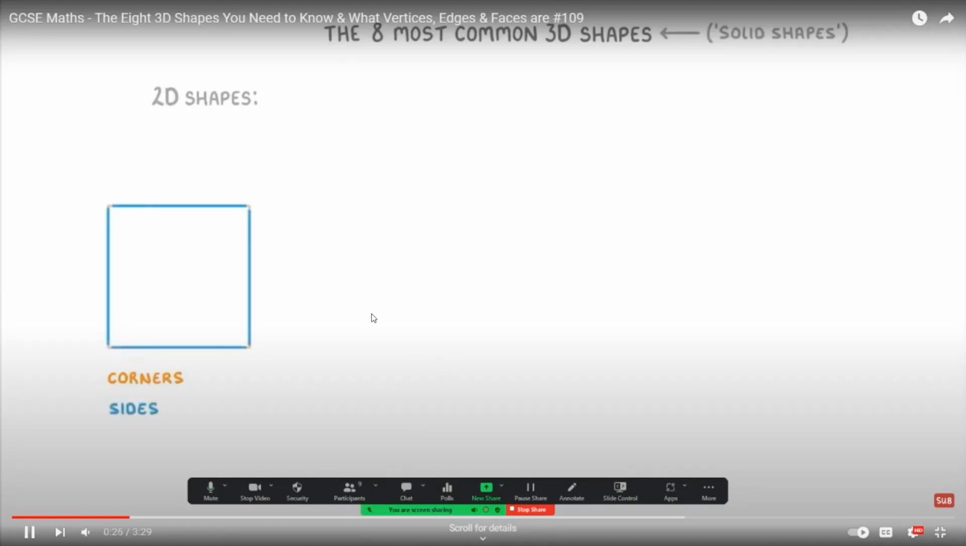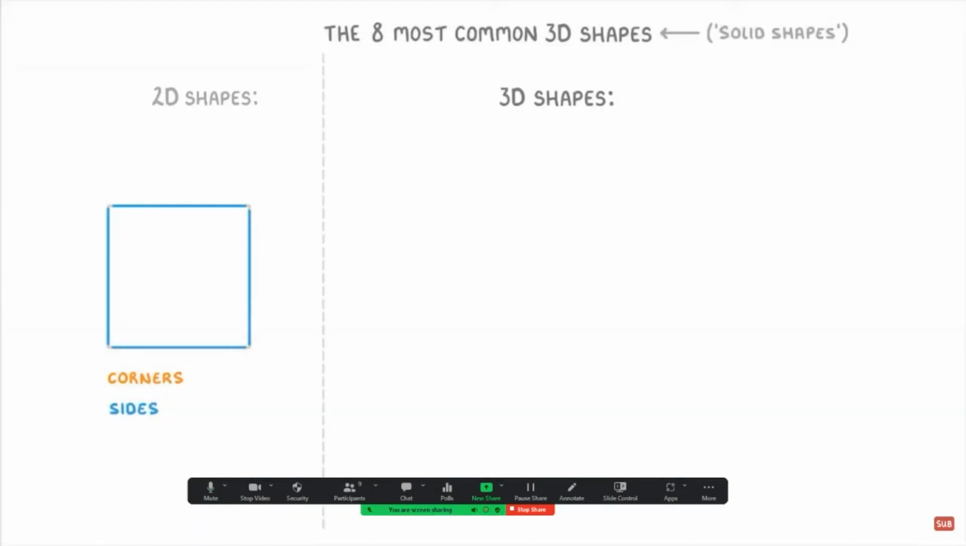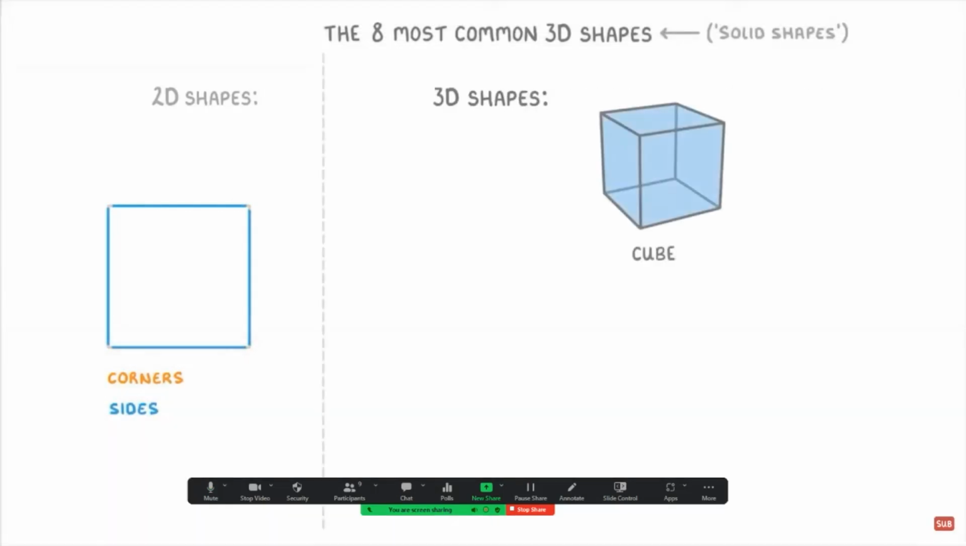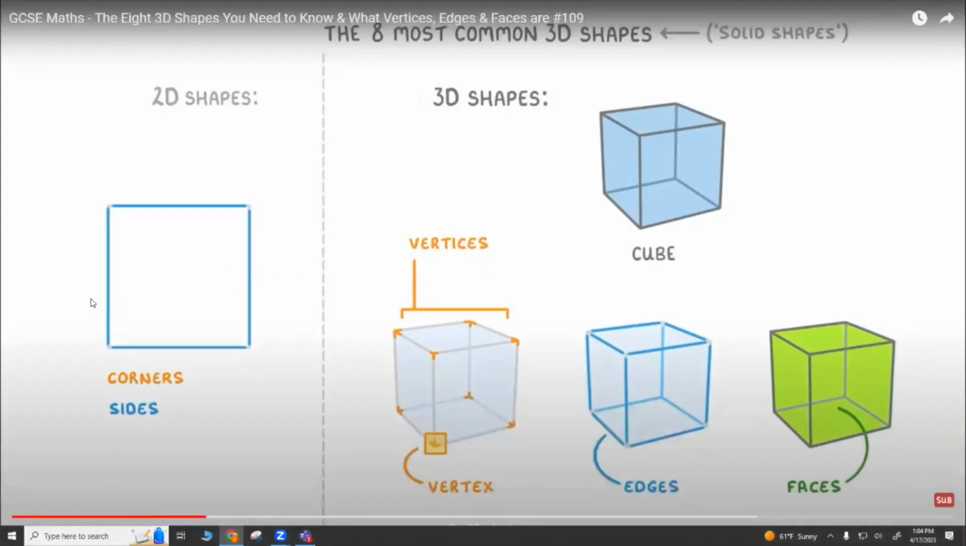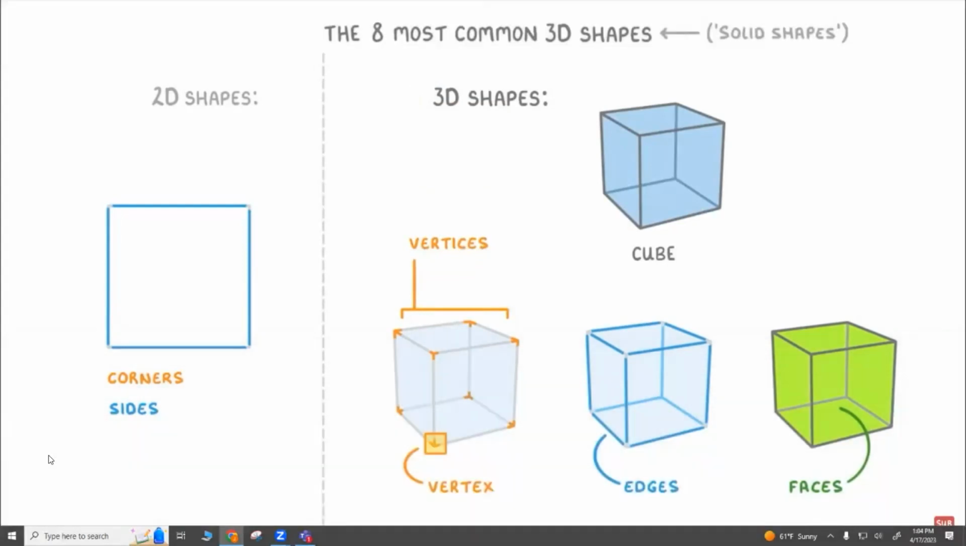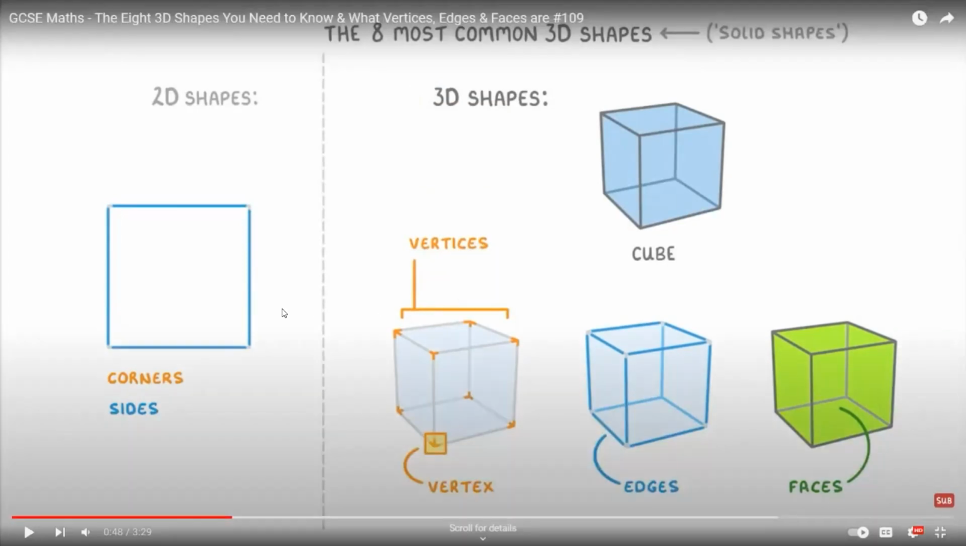Corners and sides. But things are a bit different for 3D shapes, like this cube. Instead of corners, they have vertices. And if you're just looking at one, we call it a vertex. Then they also have edges, which are these lines in between the vertices, and faces, which are the flat surfaces between the edges.